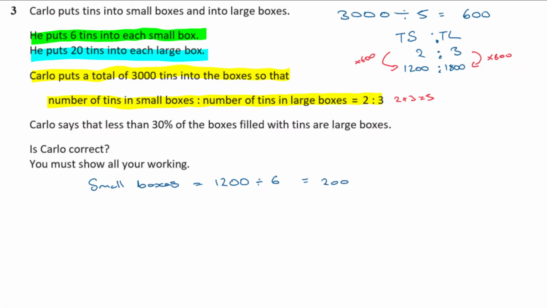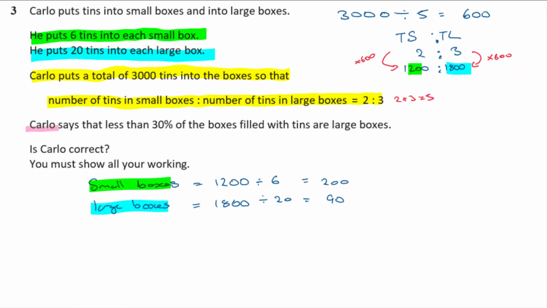And I know I've got 1,800 tins in large boxes. So the number of large boxes is going to be my 1,800 divided by the 20 tins that are in each large box. Okay, so what's that then? 1,800 divided by 20. Again, I can do that in my head. That's 90. If you can't do it in your head, use a calculator. It's a calculator paper. So small boxes 200, large boxes 90.